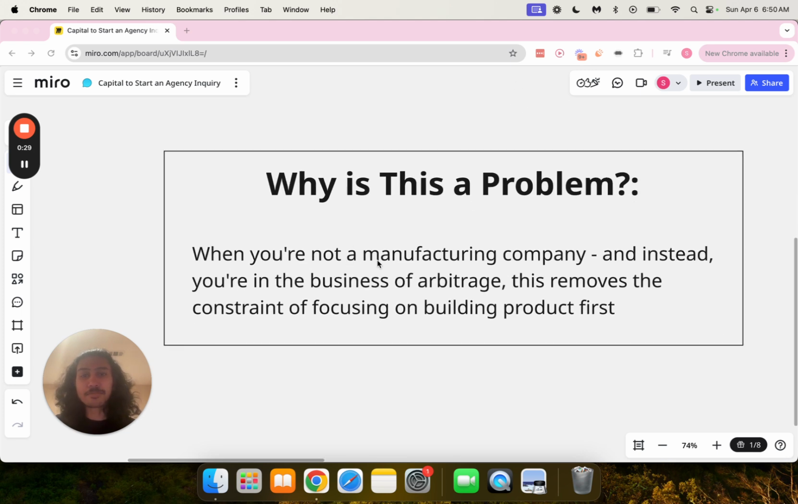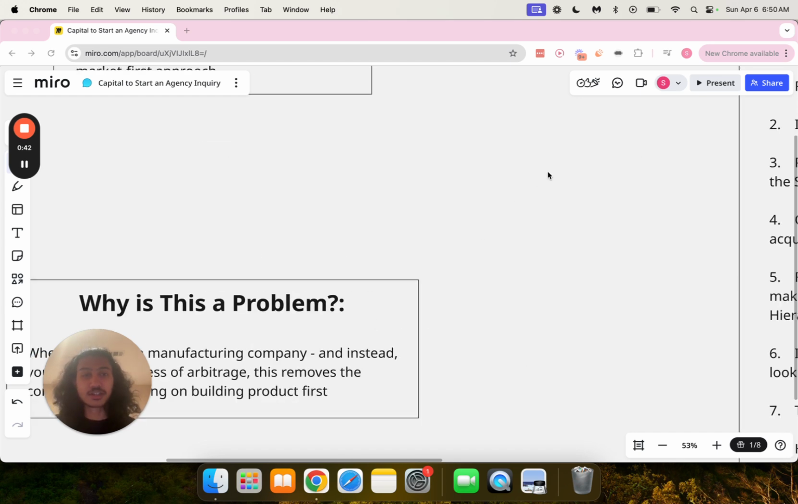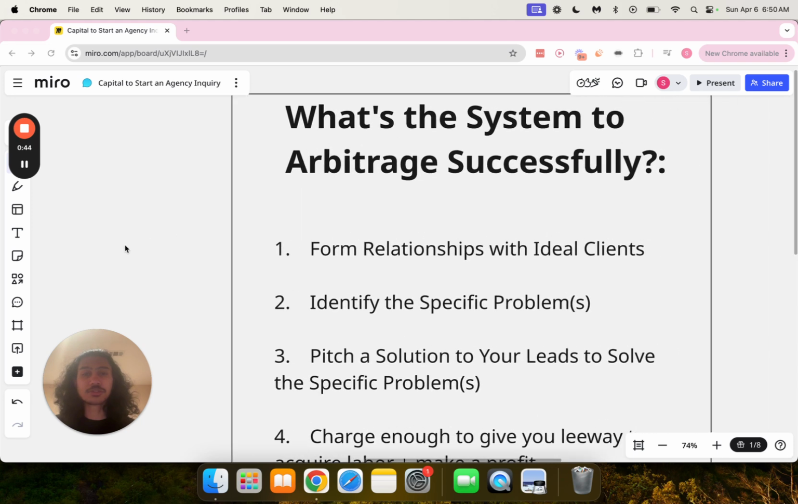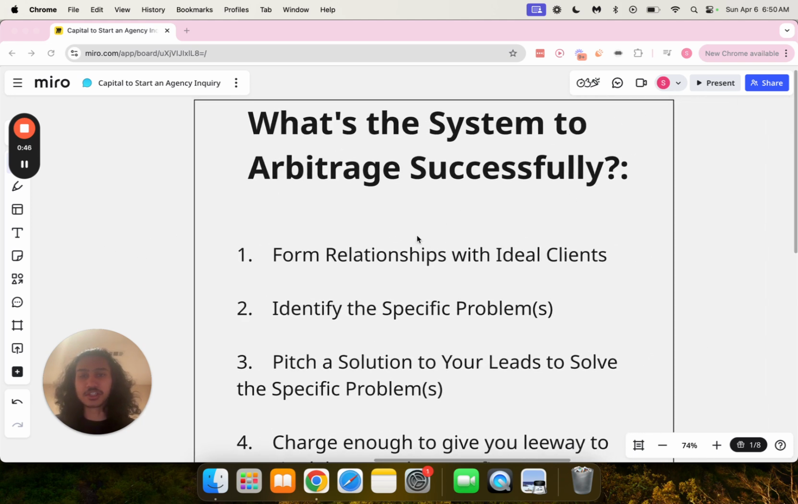When you're not a manufacturing company and instead you're in the business of arbitrage, then this removes the constraint of focusing on building product first. So what's the system to arbitrage successfully, you may ask?